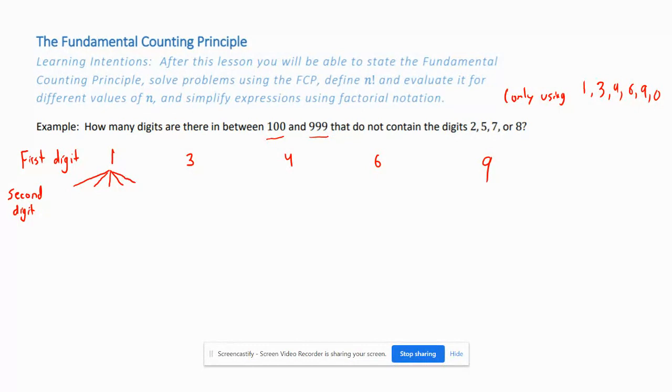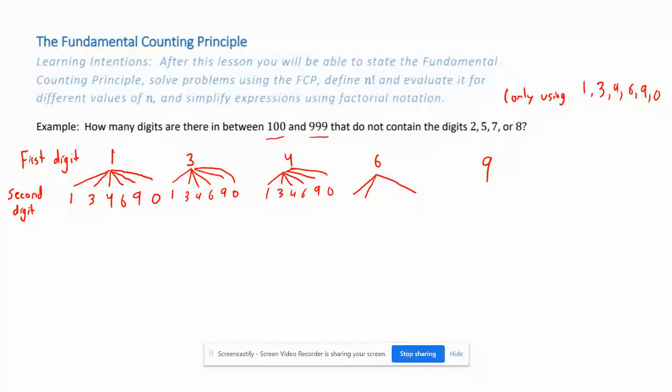My 6 possibilities are: it could be a 1 again, it could be a 3, a 4, a 6, a 9, or a 0. That's another possibility there. Now, if my first digit was a 3, what would my possibilities be? Well, it could be, again, the same numbers. So it could be those guys over there. I'm just going to follow this pattern through.